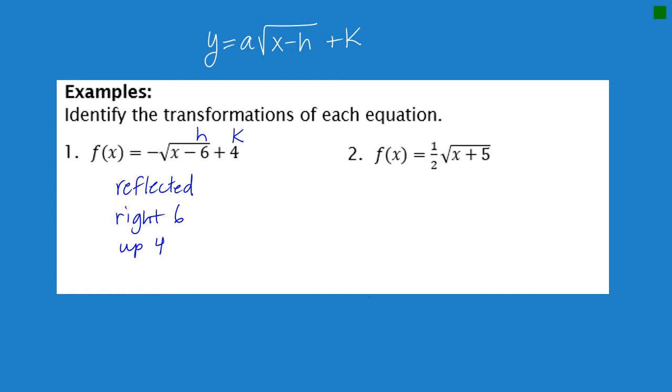For number 2, the first thing I see after the equal sign is 1/2. That's my a value. And because it's less than 1, that means that this graph will have a vertical shrink of 1/2. And then the only other thing here is this 5 that's inside the radical. That tells me it's my h value. And since I have to do the opposite, it's telling me that this graph is going left 5.